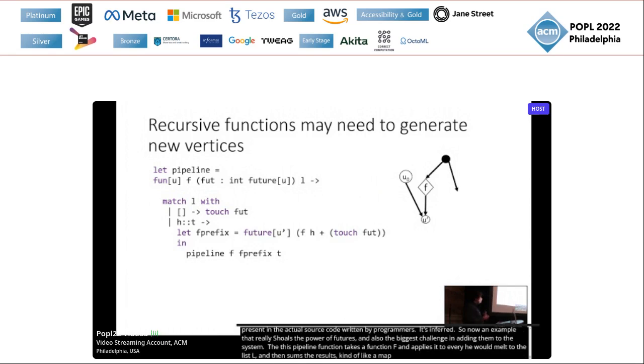So don't worry too much about exactly how this is implemented, but the important thing is that each recursive instance of pipeline takes a future that's computing the sum so far. So this would be the accumulator in a tail recursive implementation, but it's much more parallel than your normal accumulator because the accumulator is actually still being computed in parallel because it's a future. So as we saw on the last slide, the vertex of this future needs to be a parameter to the pipeline function. And let's say that the initial future passed in has vertex u0.